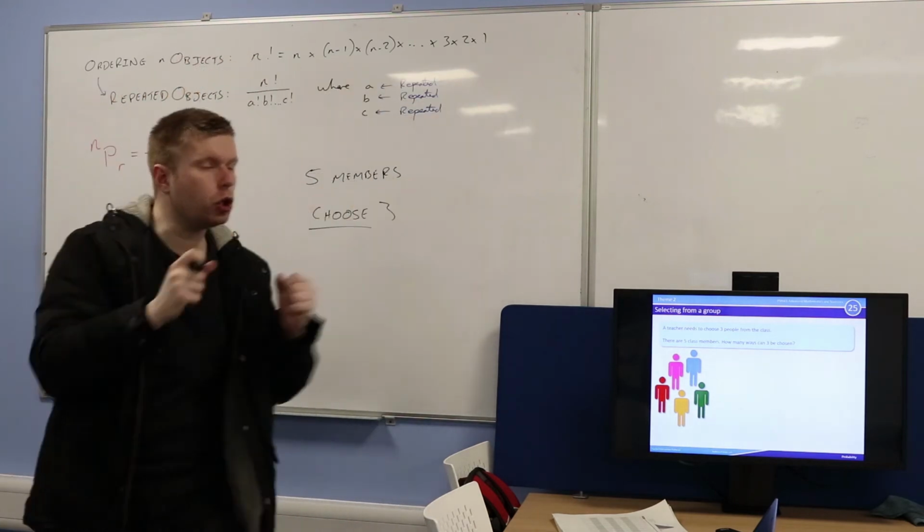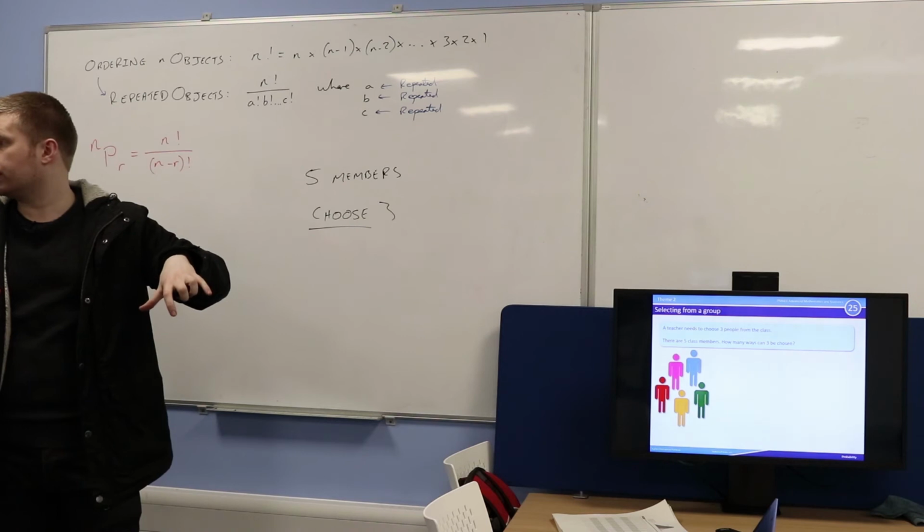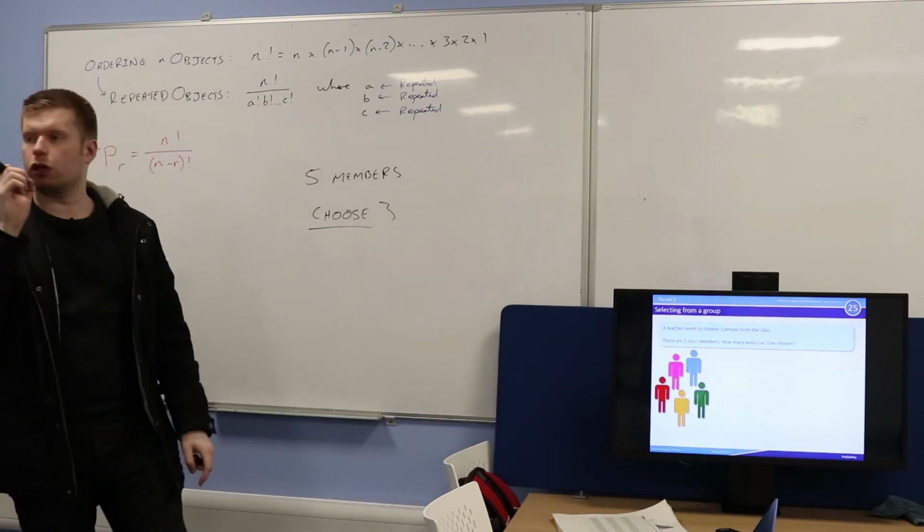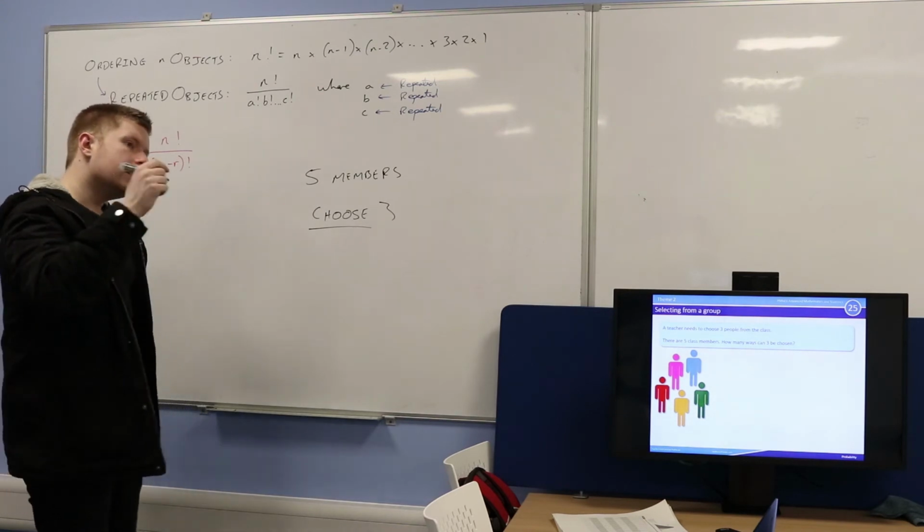Now, choose just means we don't care about ordering them. We just care about choosing them from that and then just keeping them on one side. So we don't care about ordering them in a line or anything like that. We're just simply going to select those three things, okay? So how could we do that?